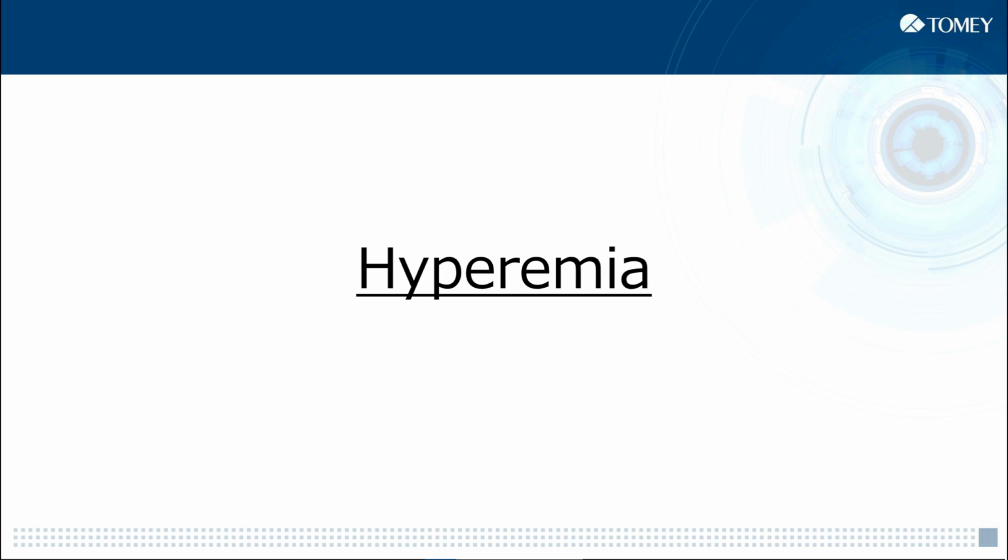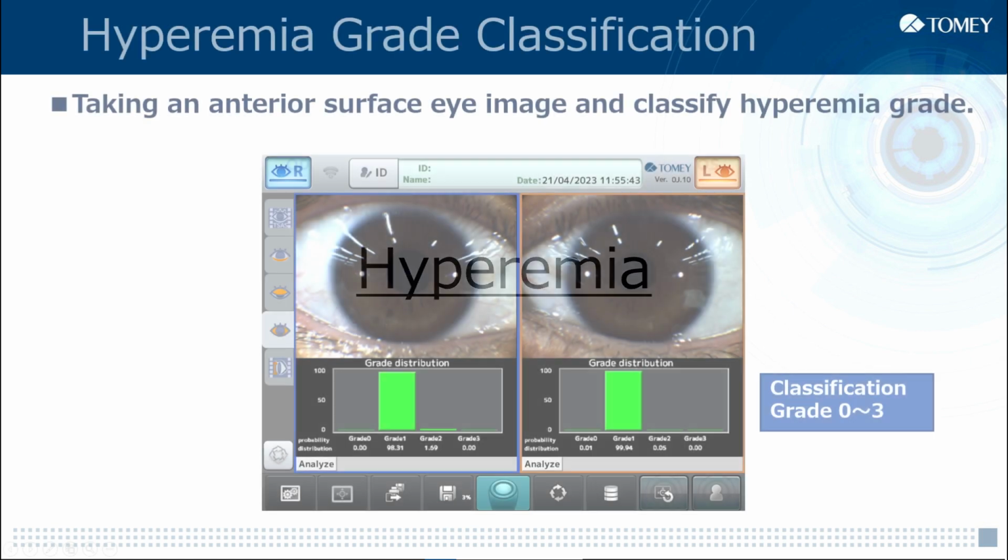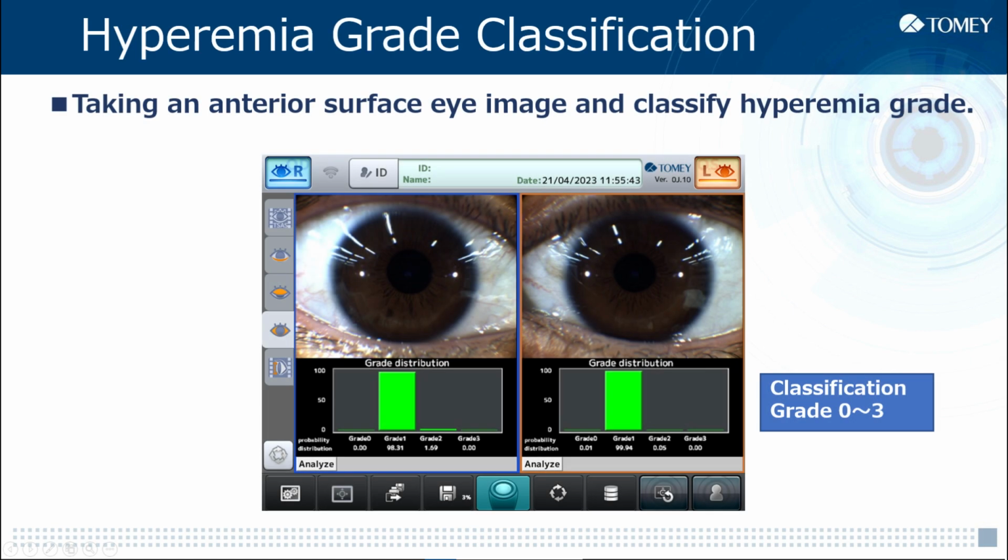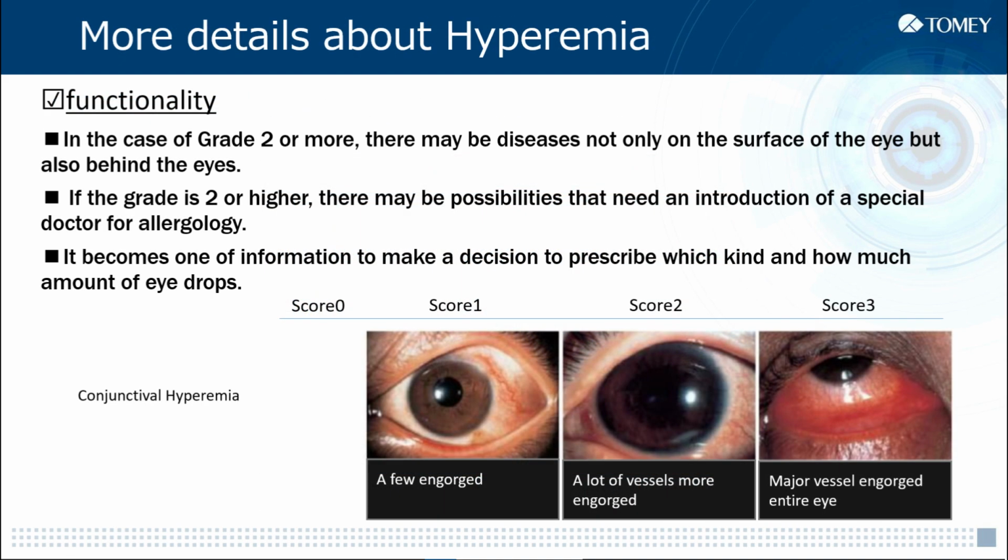The fourth function is hyperemia. With this function, we take an anterior surface eye image and show the probability of each hyperemia grade. In case this grade is 2 or more, there may be disease not only on the surface of the eye but also behind the eyes, and we may need to refer the patient to specialists in allergology. This classification helps to decide which kind and how much of eye drops we need to prescribe.